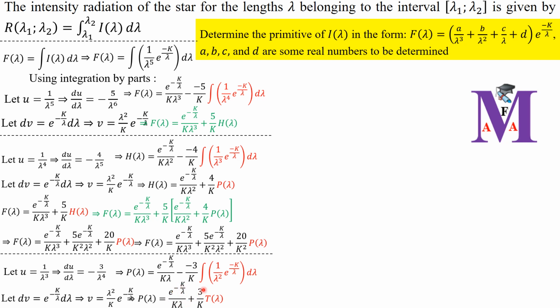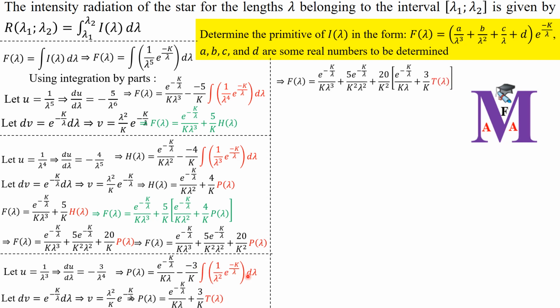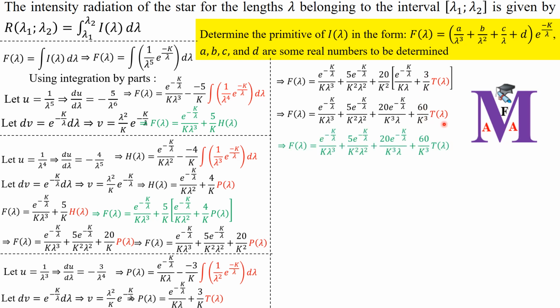and we get our p of lambda to be e to the negative k over lambda divided by k lambda plus 3 over k times t of lambda. Our t of lambda is simply the integral in red. So we are now going to look for f of lambda in terms of t of lambda. I replace p of lambda with its equivalent, and I get this. Multiplying 20 times this, I get this. Then 20 over k squared times 3 over k gives 60 over k cubed t of lambda. Now this is my f of lambda.